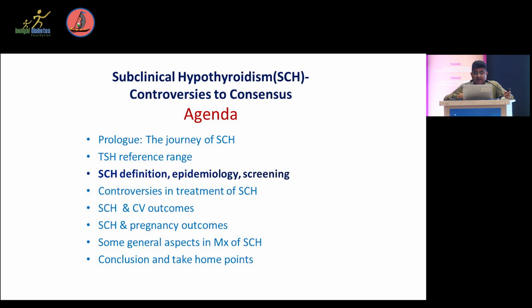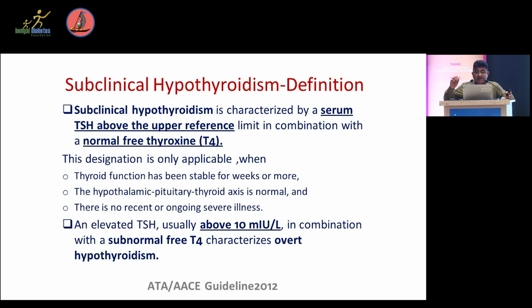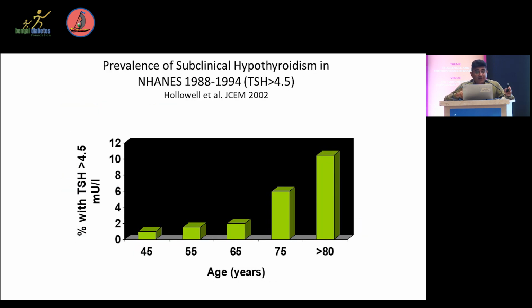So what is the definition of subclinical hypothyroidism, and what is the epidemiology? It is characterized by serum TSH above the upper reference limit in combination with normal free thyroxine. We all consider 4.2 or 4.5 as the upper reference limit, but your free thyroxine or total thyroxine has to be normal. Generally, you can then diagnose subclinical hypothyroidism. In case your TSH is above 10, it is probably dangerous to diagnose the patient as subclinical, because that patient may actually be harboring clinical thyroid disease. Of course, if your repeated T4 levels are normal, the patient can still be considered as having subclinical hypothyroidism. This designation is only applicable then.